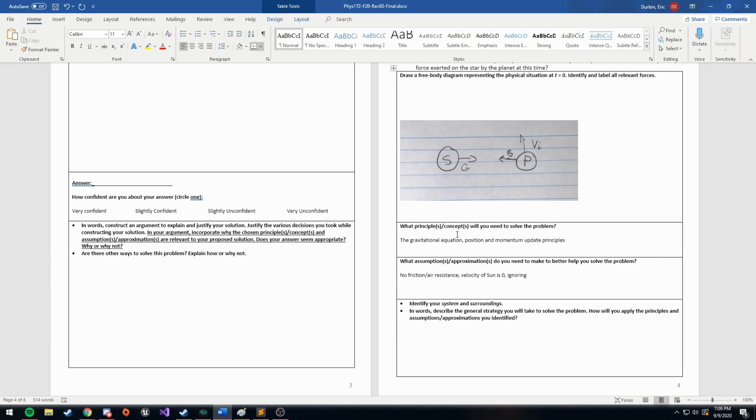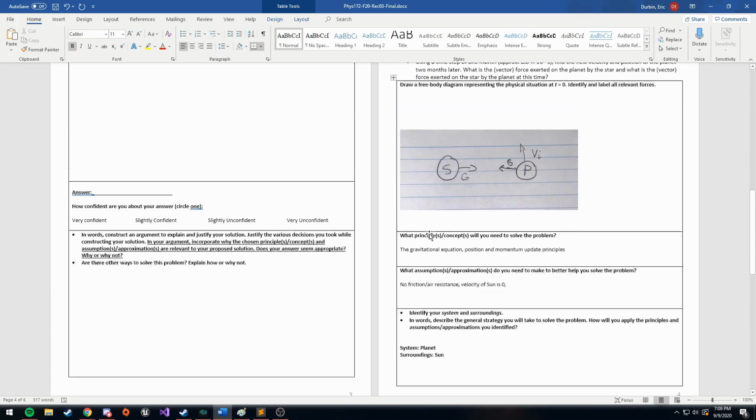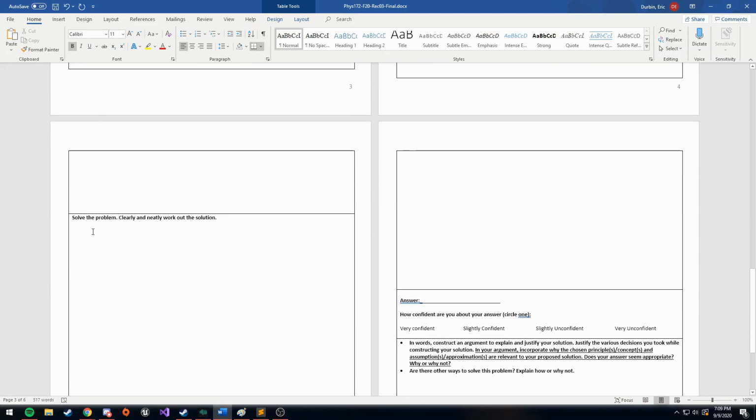Ignoring relativity. Or do we not even need to worry about that normally? Well, we're not having any significant interactions, so I don't think so. Yeah, sure. Okay. System: planet. Surroundings: sun. That was easy. Yep. And then solve the problem.